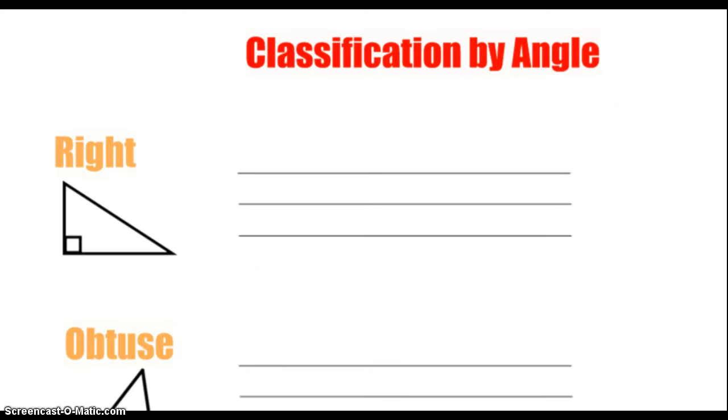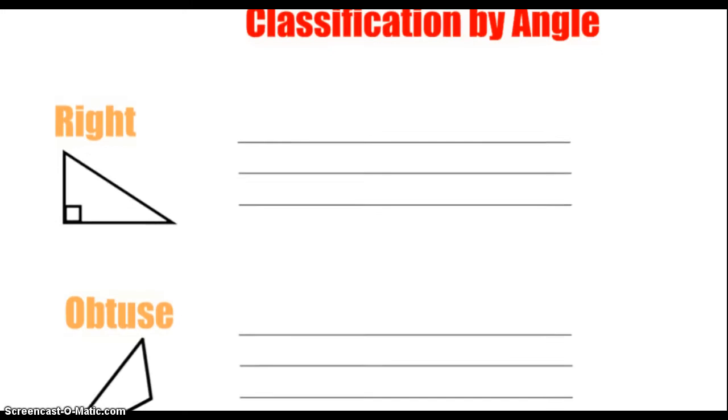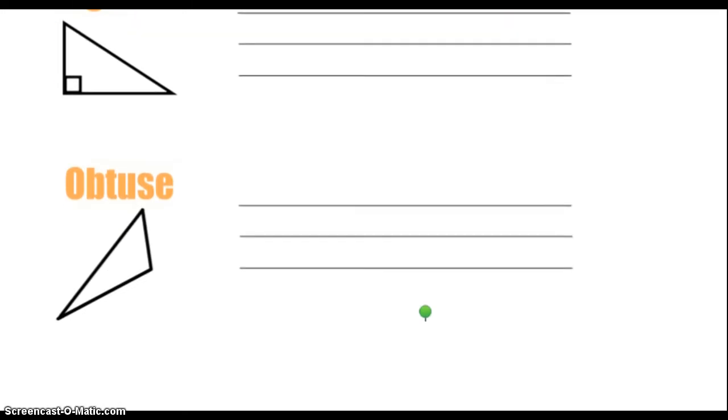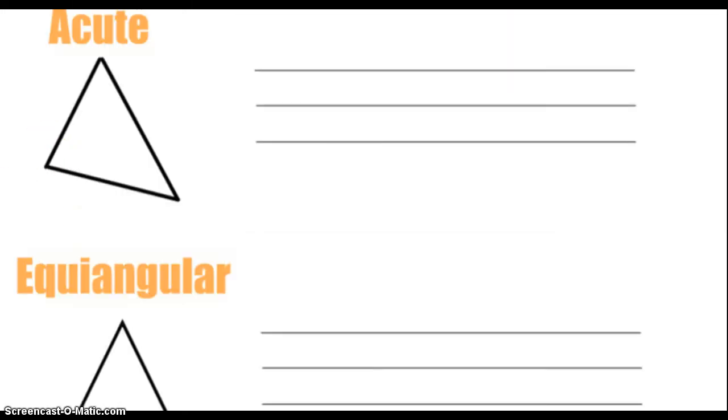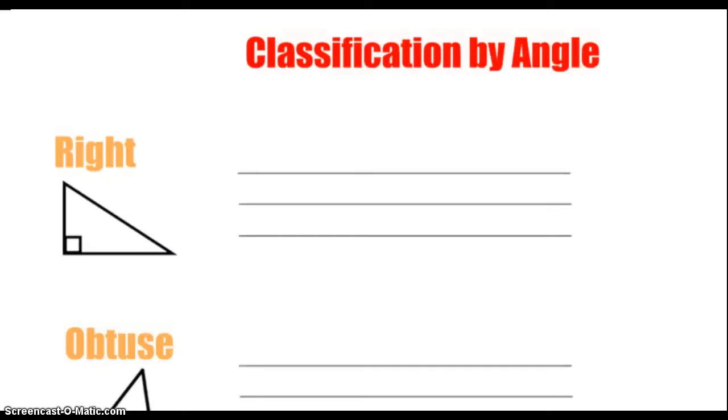The next two slides are classifying triangles by their angles. And of course we have right, obtuse, and then we have acute and equiangular. So I'm sure you can figure out what most of these are. If a triangle is considered a right triangle, then it has one 90-degree angle. So I'm going to put one right angle.